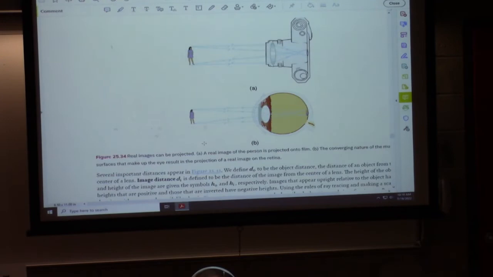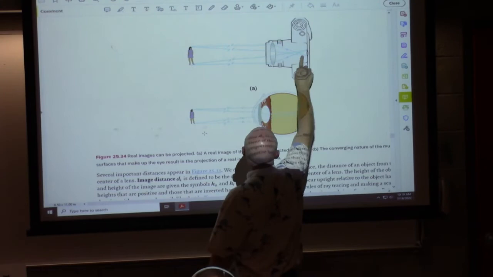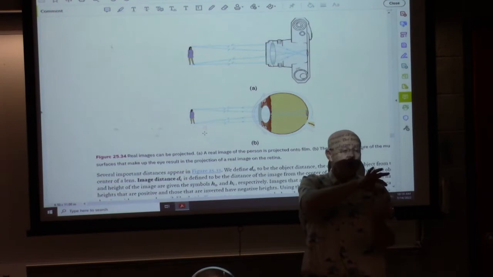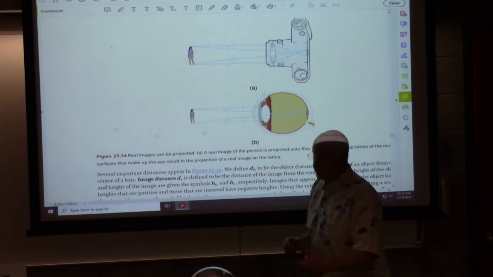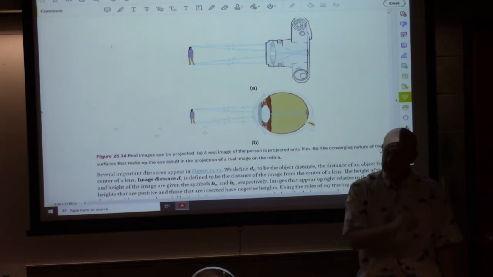Maybe here's a better picture of the light coming into a camera. We've got this tall person here. They have the light from the feet going up here and the light from the head going down here. And so the image, if you will, is upside down, but who cares? We don't really see the image. We just make a photograph of it. But there is the image upside down. So sometimes they can be upside down, but sometimes they can be right side up too.